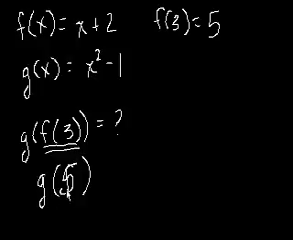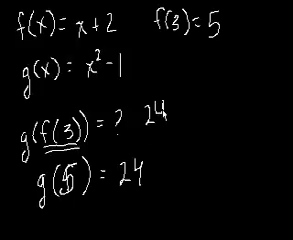So then what's g of 5? Well, then we take this 5 and we put it in place of this x, right? So g of 5 is 5 squared, 25 minus 1, which equals 24. So g of f of 3 is equal to 24.